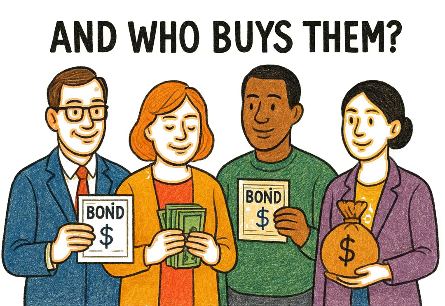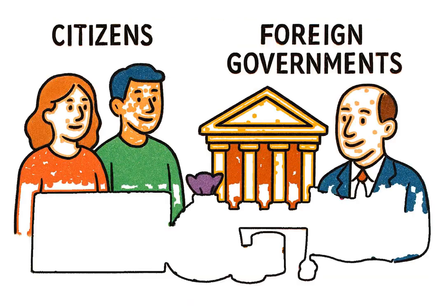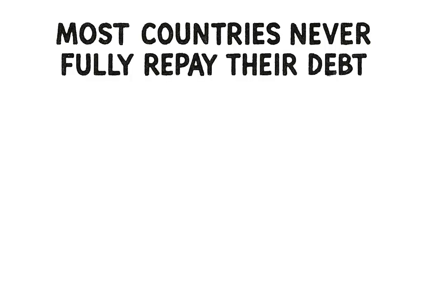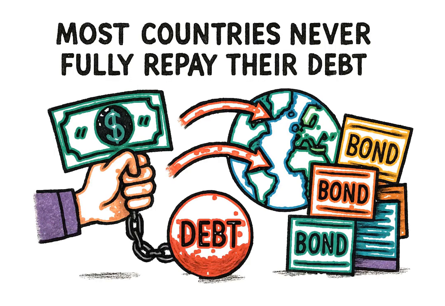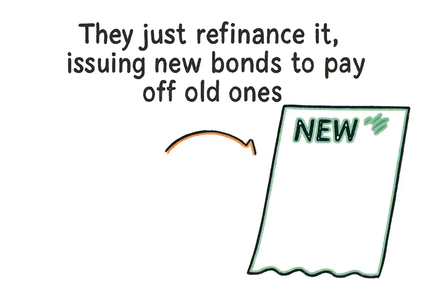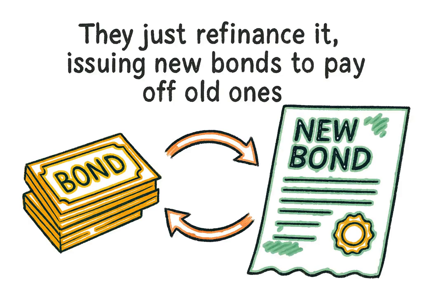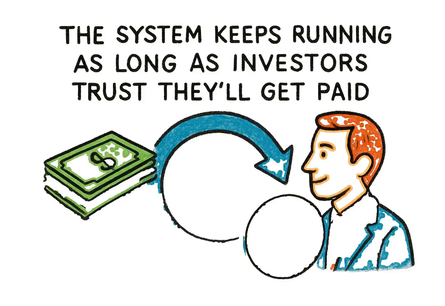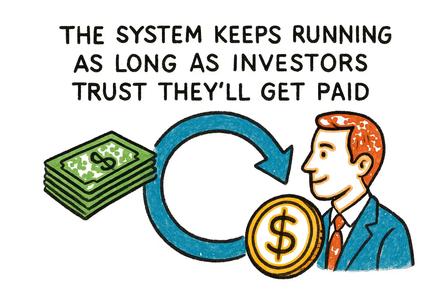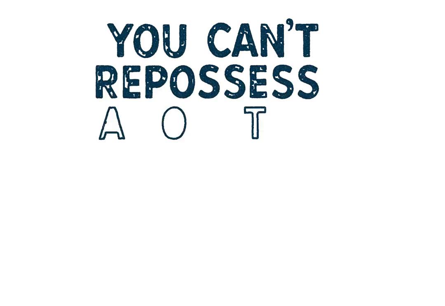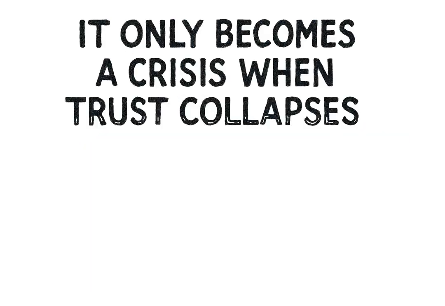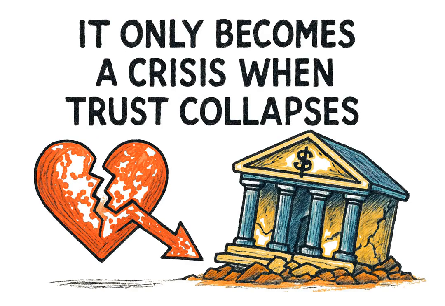And who buys them? Everyone. Citizens, banks, foreign governments. The twist is, most countries never fully repay their debt. They just refinance it, issuing new bonds to pay off old ones. The system keeps running as long as investors trust they'll get paid. National debt isn't like your credit card. You can't repossess a country. It only becomes a crisis when trust collapses.